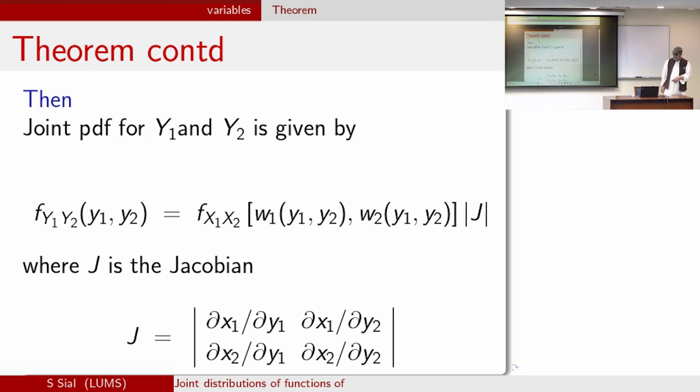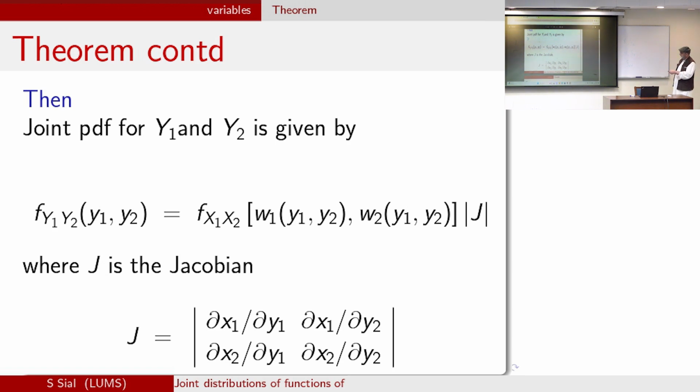And now, how do I find this? Let's say I have the joint PDF for x1 and x2. I can find the joint PDF for the new random variables y1 and y2. So I take the old PDF. I replace x1 by w1 of y1 and y2. I replace x2 by w2 of y1 and y2.